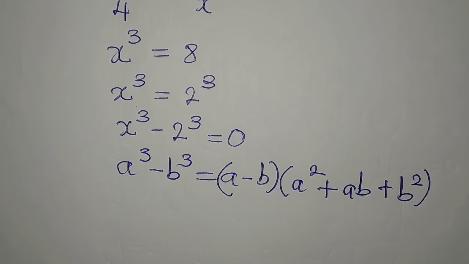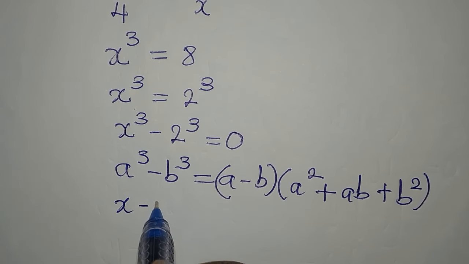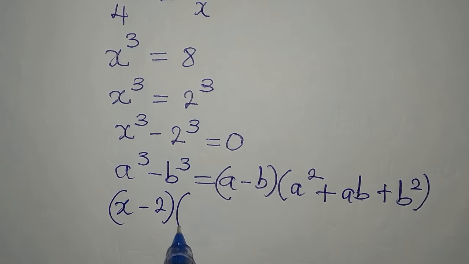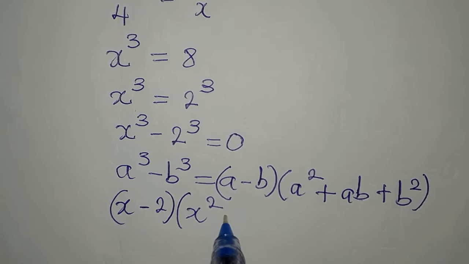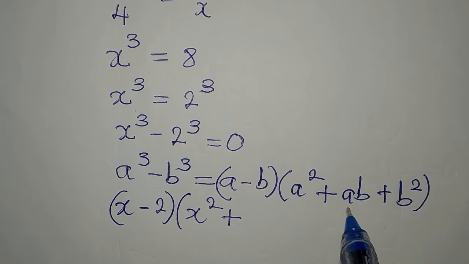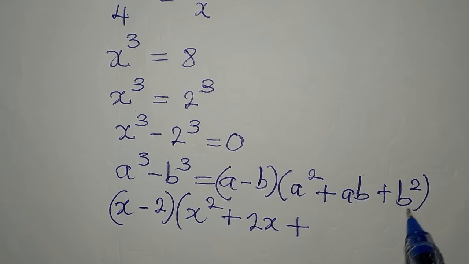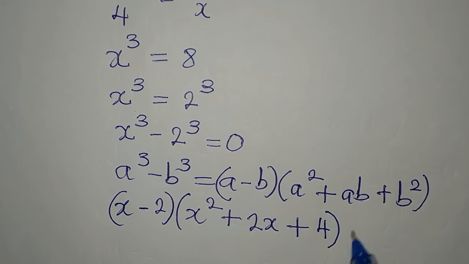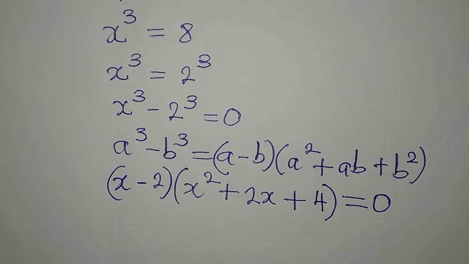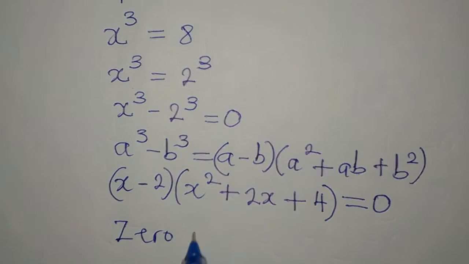Okay, so if we proceed with this, a minus b becomes x minus 2, into a squared, which is x squared, then plus ab, that will be 2x, then plus b squared, which is 2 squared, and it's 4, right? So we close the bracket and equate to 0, so that if we are going to continue, we will now apply our zero product rule.